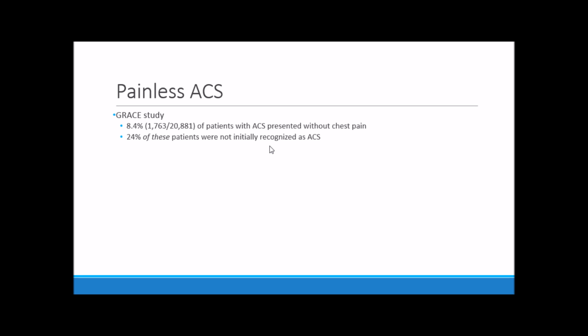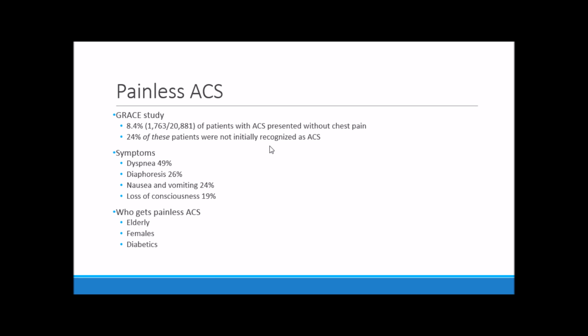Now, we get to this fun study called the GRACE study, which looked at painless acute coronary syndromes. What it showed is that 8.4% of patients with ACS presented without chest pain. 24% of those patients were not really recognized initially, so that's not fun. So what did they have? 50% of them were short of breath. A quarter of them were sweaty. Another quarter of them had nausea and vomiting. Some of them had syncope, loss of consciousness, from ACS.